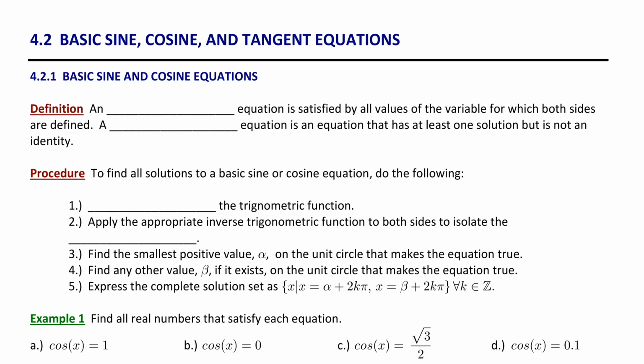So now would be a good time for a formal definition. Recall that an identity equation is satisfied by all values of the variable for which both sides are defined. So really, an identity equation sets two different looking expressions equal, though they represent the exact same concept. On the other hand, a conditional equation is an equation that has at least one solution but is not an identity.